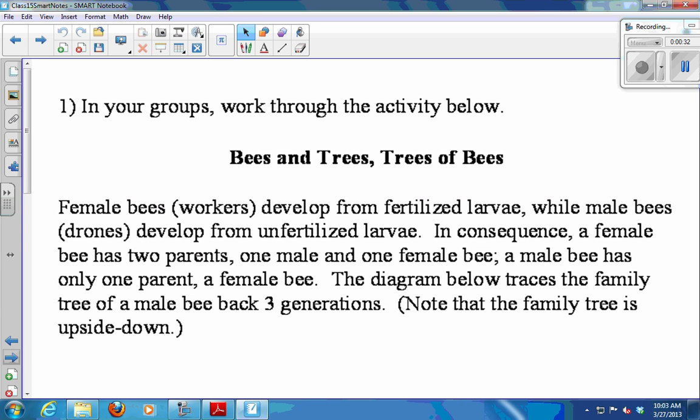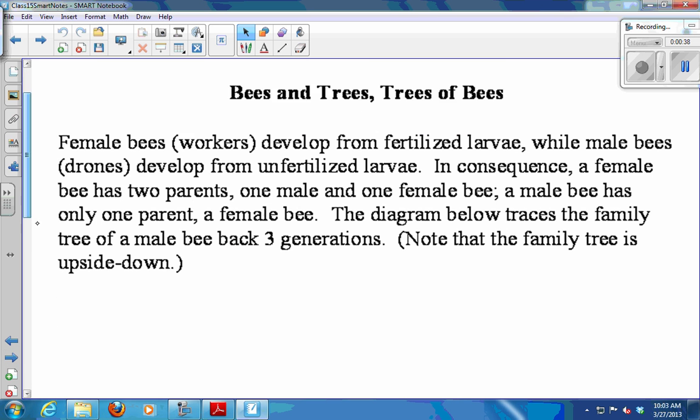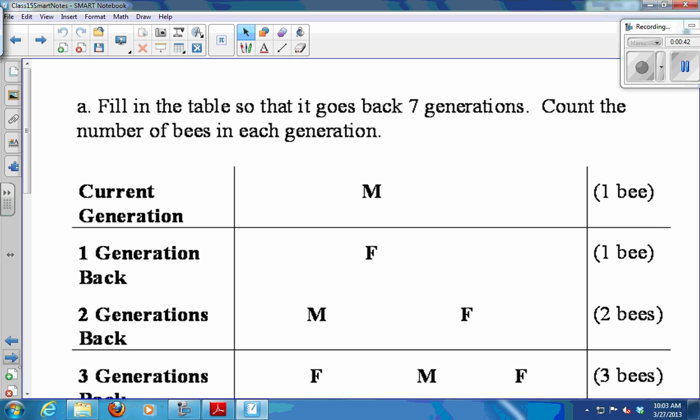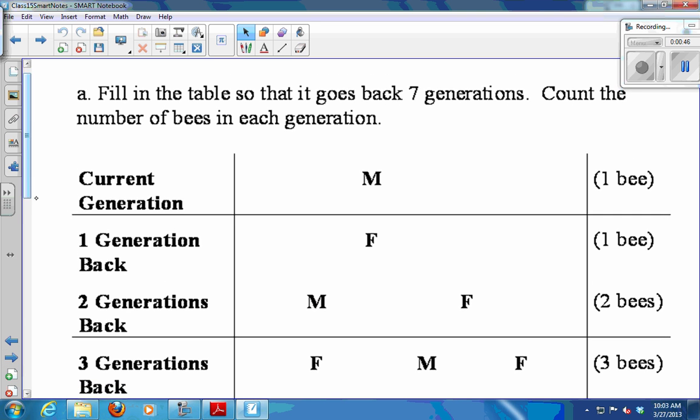Okay. So a male bee has one parent, and we can make a diagram that traces the family tree of a male bee back 3 generations. So in a minute, I'll have you copy this down. So we have a single male bee in the current generation. He came from a single female bee, right? It just takes one female bee to make a male. So this male's parent was just a female.